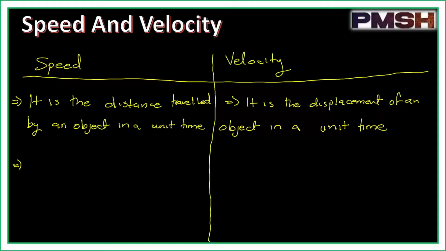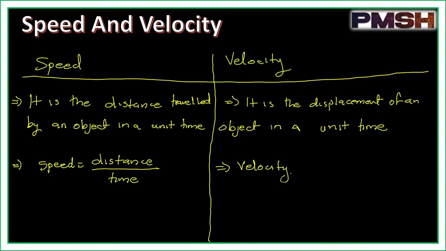So how can we write the equation for speed? It is the distance in a unit time. So the equation will be speed is equal to distance by time. Then here, what will be the equation? Velocity is a displacement in a unit time. Hence the equation will be velocity is equal to displacement divided by time. Clear?